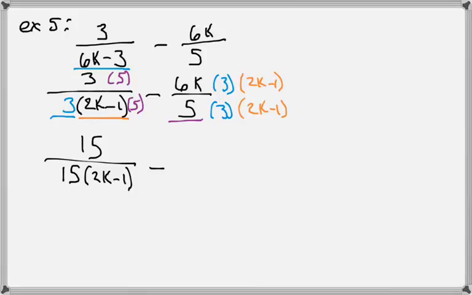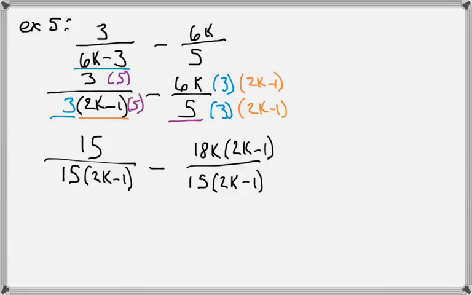And the second guy, I still have the same denominator. The 5 times the 3 was the 15, and the 2k minus 1. And in the numerator, I have a 6k times a 3, which is going to give me an 18k, and times that 2k minus 1. So I can go ahead and distribute now, or I can add fractions together. This one I'm going to go ahead and distribute that 18k first.